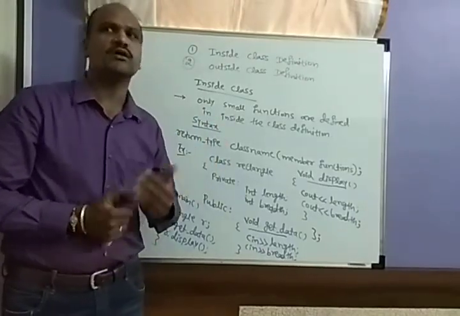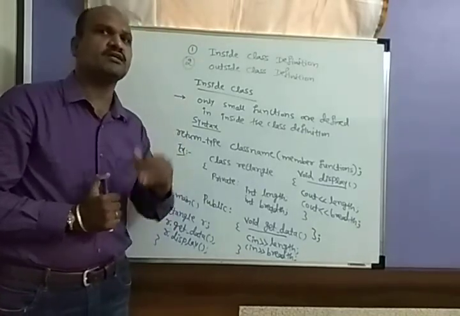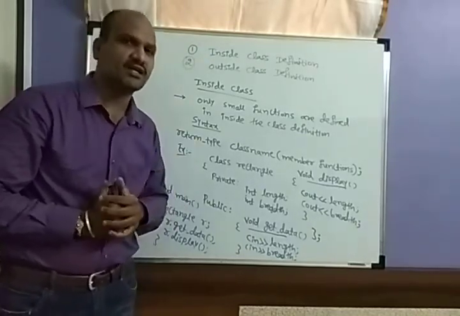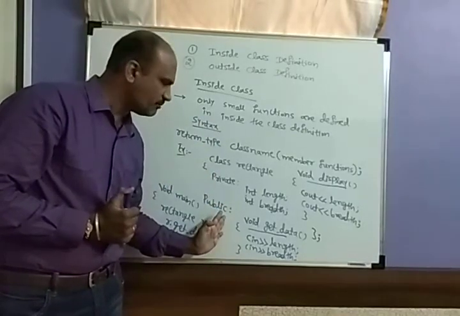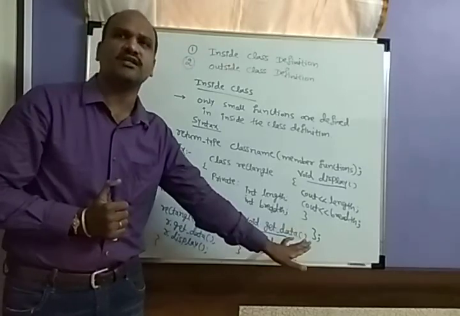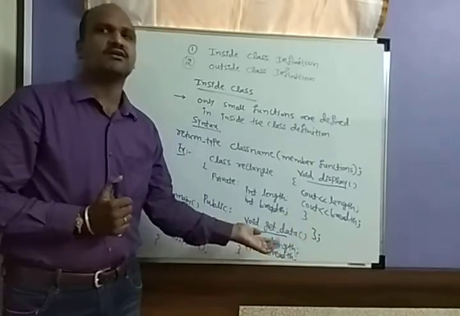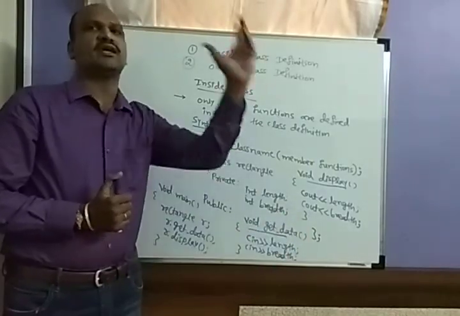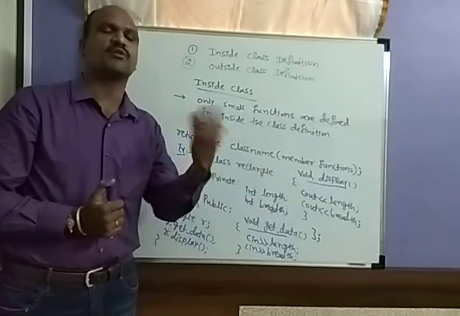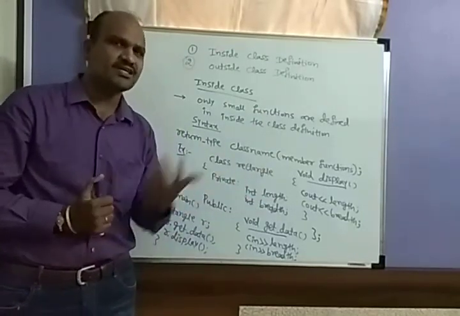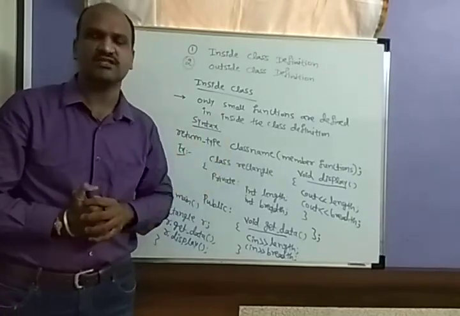When you go for the outside of the class definition, you should remember how exactly you can write it. Here you write public void get data. You just define the name of the class, along with the name of the function. Then that function can be accessed outside the class. So publicly we can access it outside the class. In the next class we will discuss how exactly this outside the class definition works.